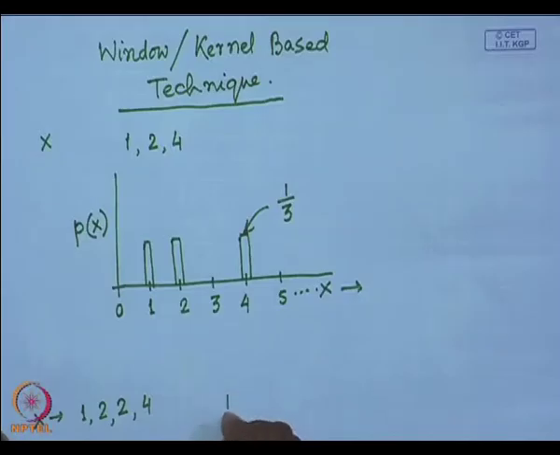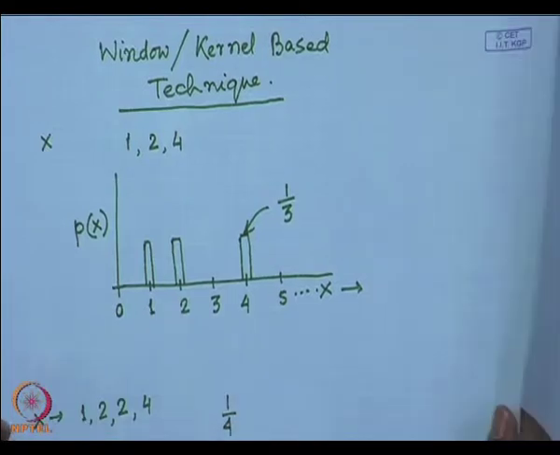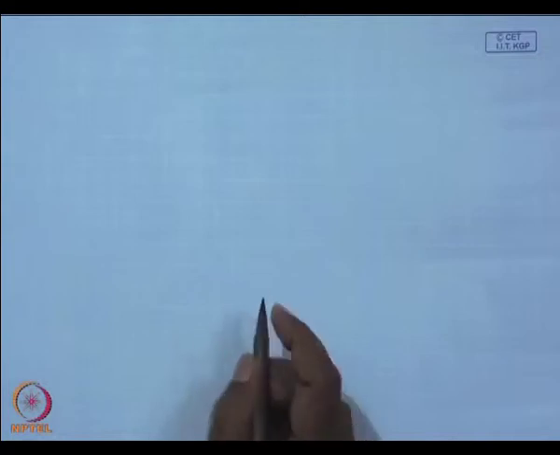Because I have 4 samples of x, I will have 4 such delta functions, and the total area under these delta functions has to be equal to 1. So, the area of the delta function for a single sample obviously has to be 1/4. So, given this, I will have a situation of this form.